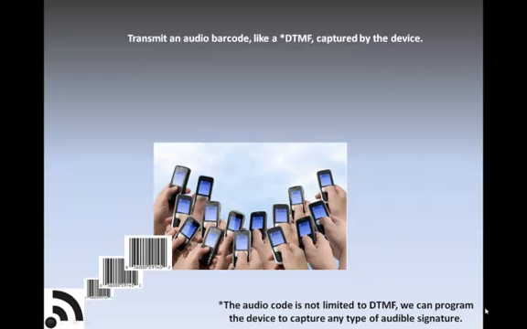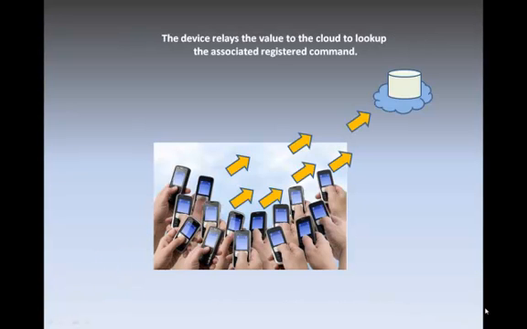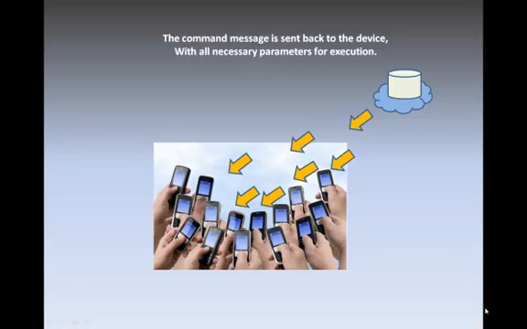So imagine transmitting a sound, like what I'll call an audio barcode, like a DTMF code, that's captured by the device. The device will interpret the code, let's say it's 12345, and send it up into the cloud to look up an associated registered command by a cloud service. The cloud service will then return a message back to the device with all the necessary parameters for execution.